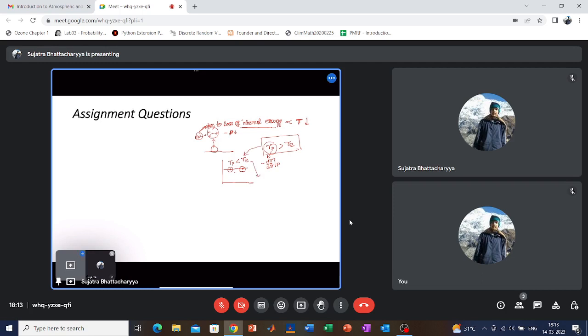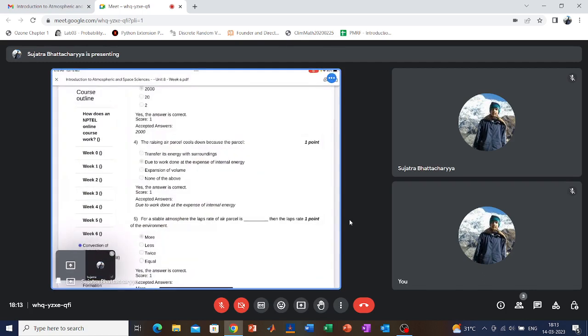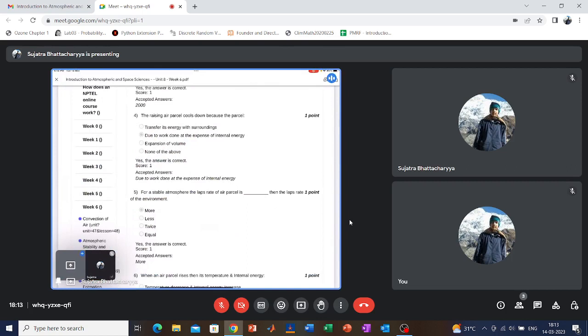As a result, what happens? The parcel will be more dense. So the parcel will be denser than the environment, and as a result, this parcel will fall. And this is the stability condition. Therefore, for a stable atmosphere, the lapse rate of the air parcel is more than the lapse rate of the environment.